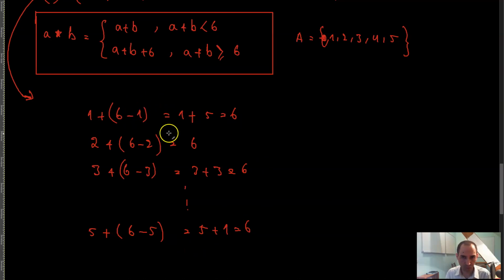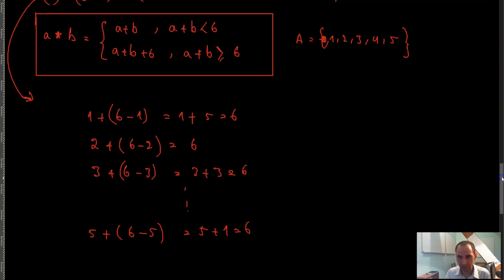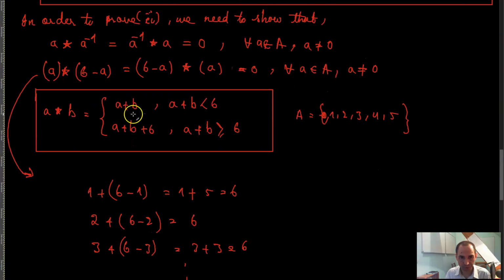So it seems that for all of these elements, I have to use this clause of the definition of the binary operation star, meaning that I have to use A plus B plus 6 to evaluate this expression. Because in all of these cases, as you can see, A plus B is equal to 6, and this is the right clause to use, right?